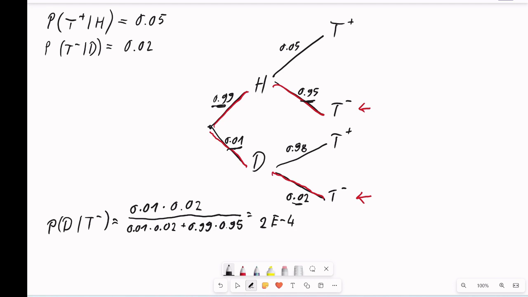Okay, and what we did here is essentially Bayesian statistics. So we went from the probability of A given B to the probability of B given A, from the probability of a test outcome given some state of the subject to the probability of the subject being in a certain state given the test outcome.